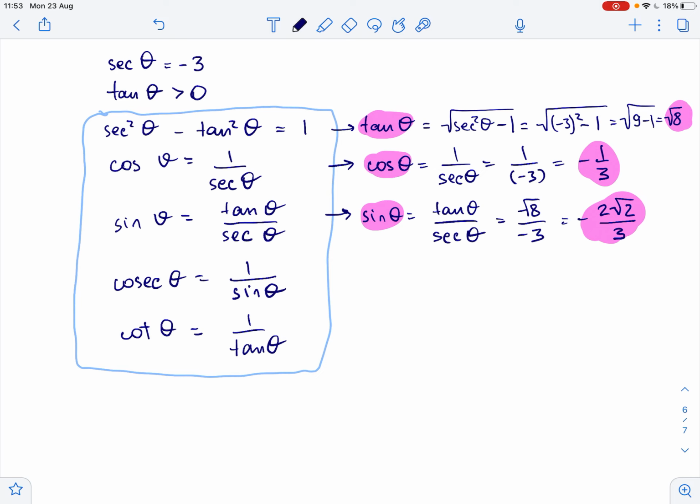The next identity lets us find cosecant of theta, which is 1 over sine of theta. So cosecant of theta equals 1 over sine of theta, and this is 1 over -2 times square root of 2 over 3. So this equals -3 over 2 times square root of 2. This is cosecant of theta.